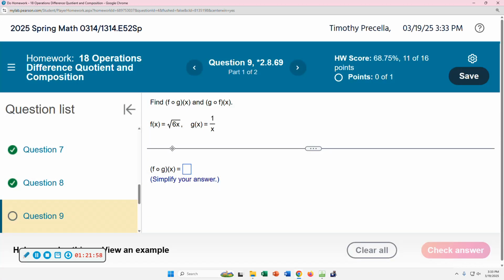Number 9. Okay, f of x is equal to the square root of, is that a 6x? These are my replacement glasses. My other glasses just broke the other day for no reason. I was just sitting down and they broke. And I'm still trying to get adjusted to them.